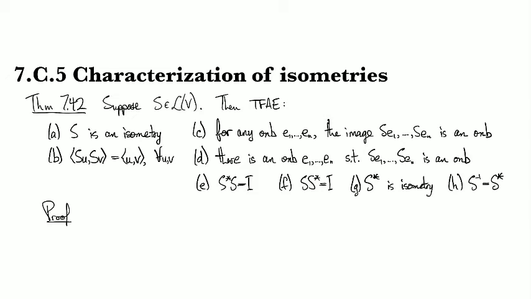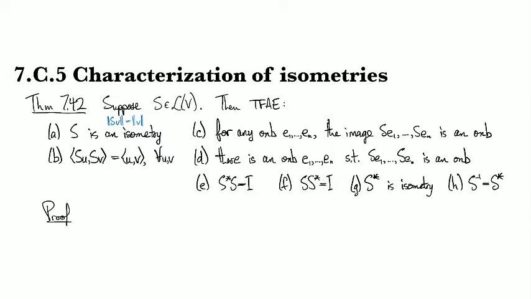Alright, so in this clip we are going to look at the characterization of isometries. Our first condition is that S is an isometry, which from the definition means that the magnitude of SV is always equal to the magnitude of V. The formulation in terms of the inner product is that the angle between any two output vectors is the same as the angle between the input vectors that you put in to begin with.